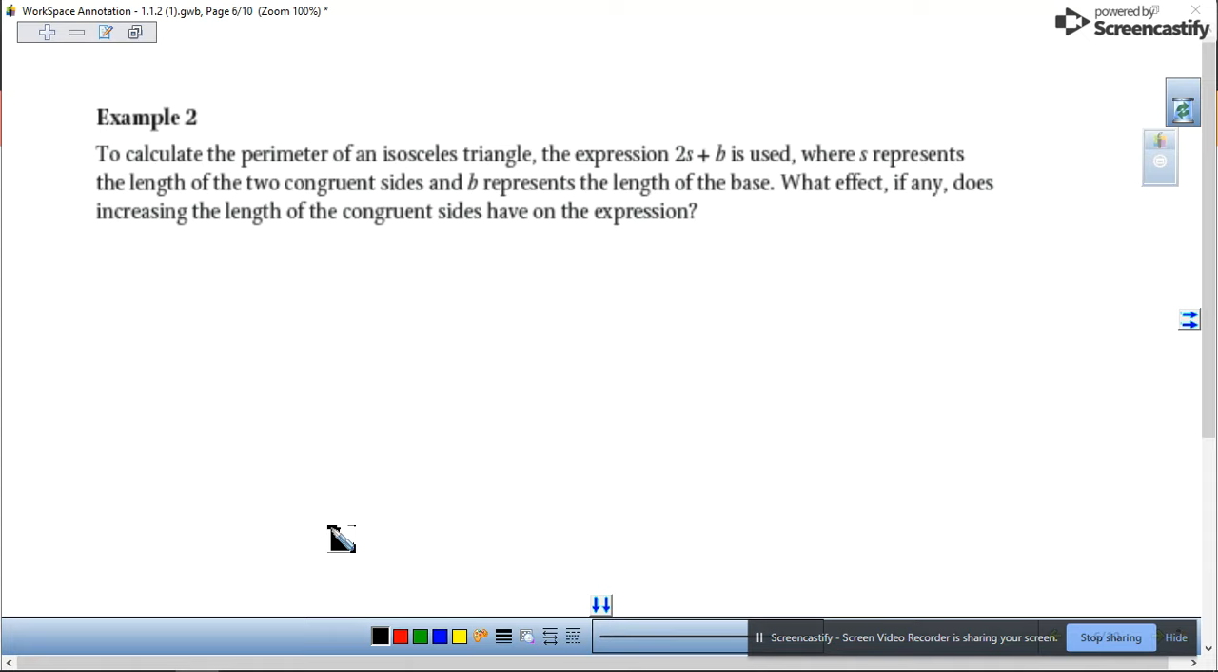All right, so what I want to do first is remind you of what an isosceles triangle looks like. It's a triangle that has two sides that are congruent and then a third side that is not. I did draw mine to look a little more equilateral, but the idea being that this would be length s, this would be length s, and then you have your base at the bottom. Okay? So the question here is, what effect, if any, does increasing the length of the sides have on your expression? So we have 2s plus b.